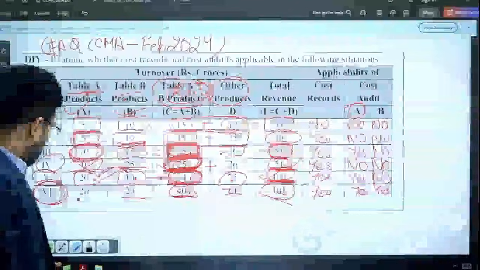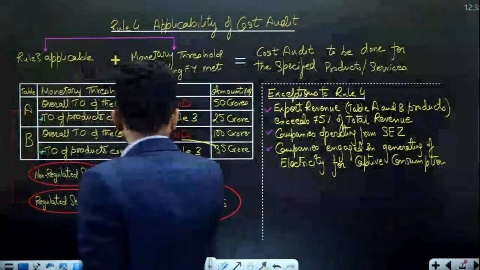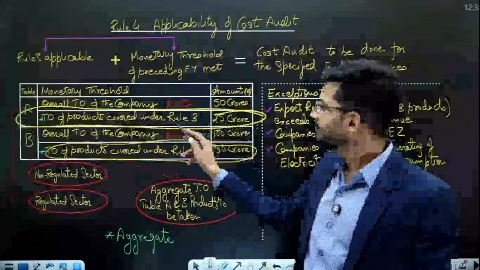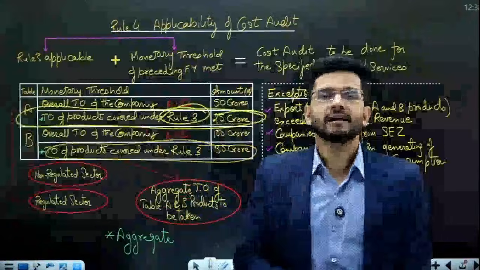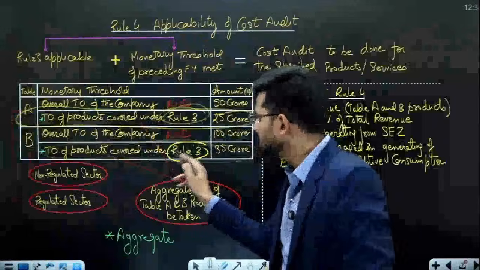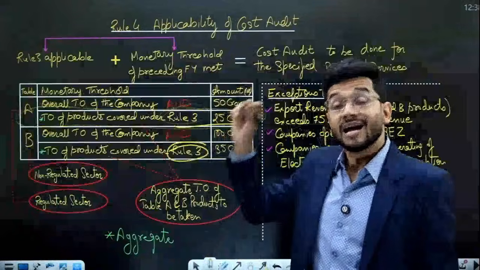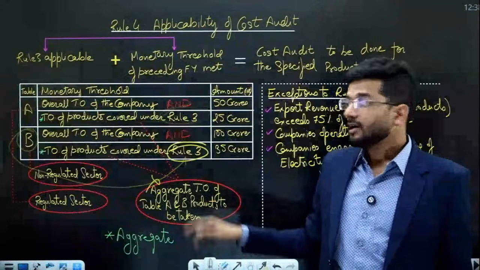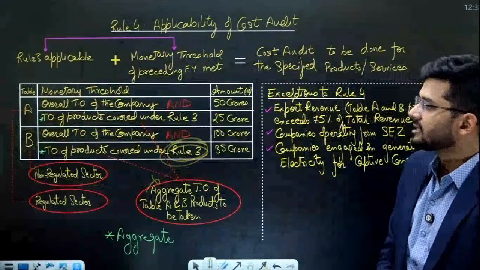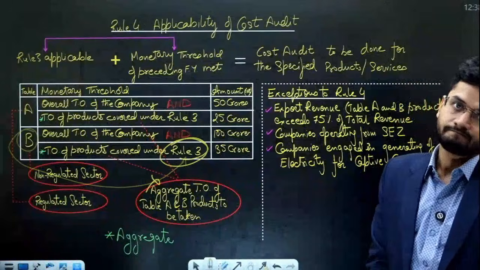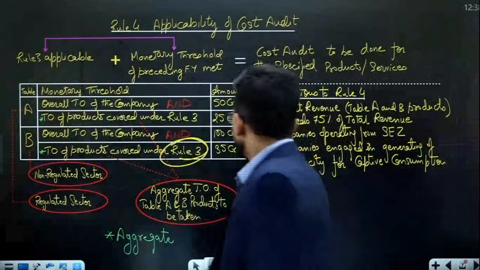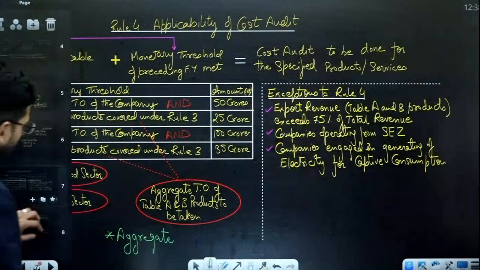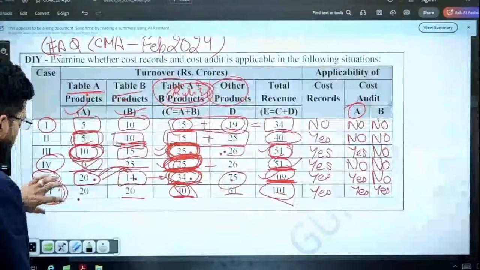You really need to understand that this particular limit is very, very critical. Students make mistakes in this particular limit. So in this, rule 3 aggregate turnover is required to be calculated, and not only the turnover of the product for which you are analyzing the cost audit. No, entire rule 3 turnover is to be calculated in this particular limit. That's the requirement. Very, very important from an exam standpoint. Okay, sir, got it.